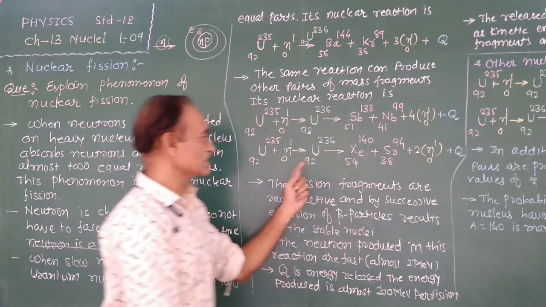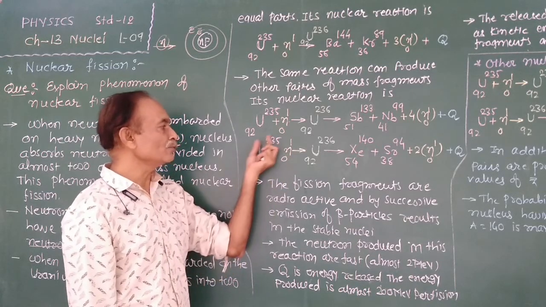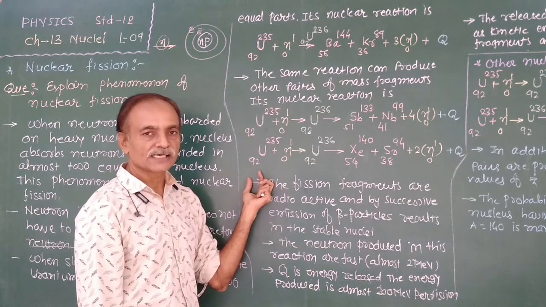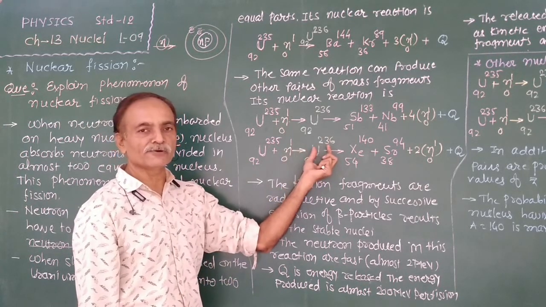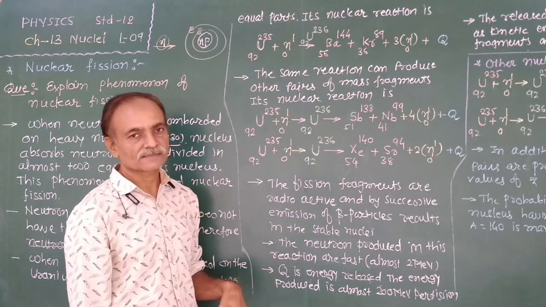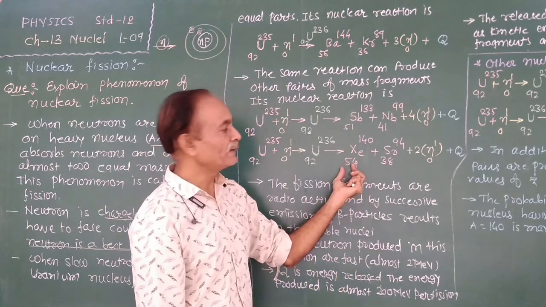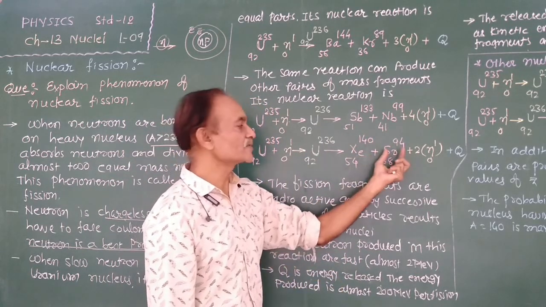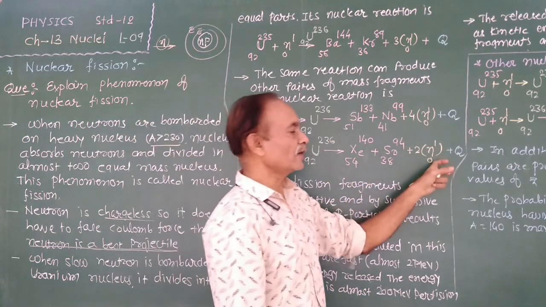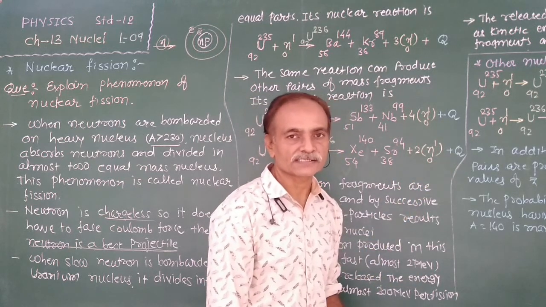Again, we repeat this reaction. A neutron is bombarded on uranium-92-235. This neutron is absorbed by the uranium nucleus, which becomes the unstable uranium nucleus 92-236. It gets divided into two nuclei of nearly equal mass, xenon 54-140 plus strontium 38-94, and 2 neutrons are produced as products, plus Q amount of energy is released.